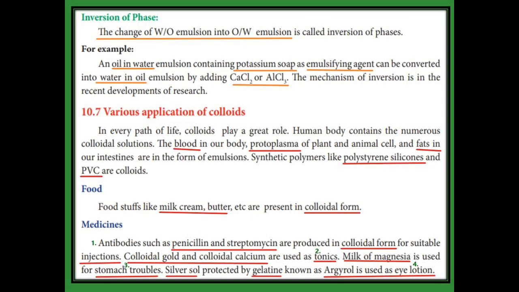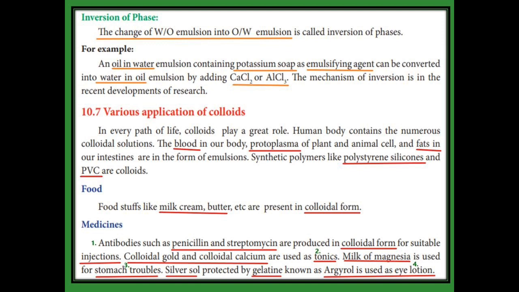Inversion of phase. In an emulsion, we change the water in oil emulsion into an oil in water emulsion, and that is called inversion of phase. For example, in oil in water, potassium soap acts as an emulsifying agent. That is, for stabilization of the emulsion, we add potassium soap. But it is converted into water in oil by adding calcium chloride or aluminum chloride. So this mechanism is called inversion of phase.